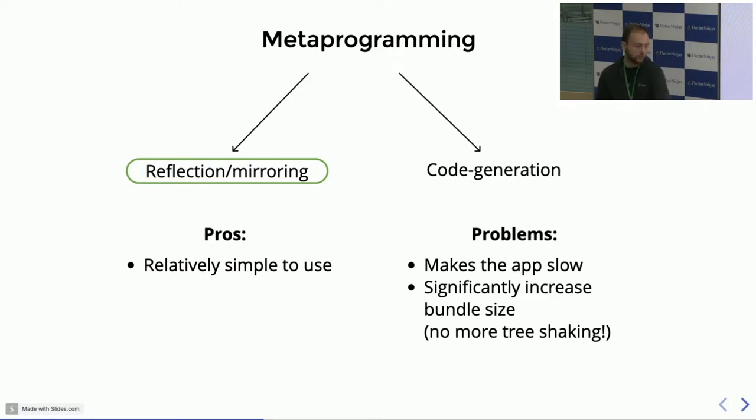shake your application anymore. Because tree shaking, in case you don't know, is basically when you deploy your application, when you build your application, the compiler will strip away all of the unused code so that the code can be as small as possible. Dart is really good at this, but if you include mirroring, suddenly Dart loses the ability to know what is used and what's not used by your application, because technically you could use everything.